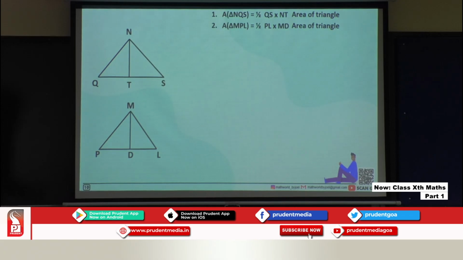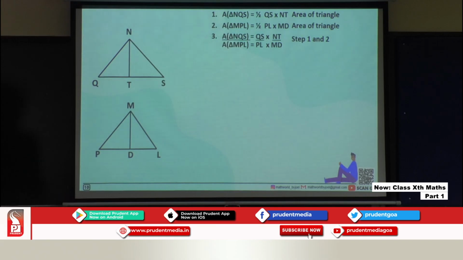Okay. Now, third step is nothing but taking the first and the second step and dividing them in the ratio. So, by now you can understand how to divide this entire thing. It would become half and half will get cancelled. I can't cancel QS and PL, so it will remain as it is, and NT upon MD will also remain as it is. Okay. From where did I get all this information? From step number 1 and step number 2. So let us write that.